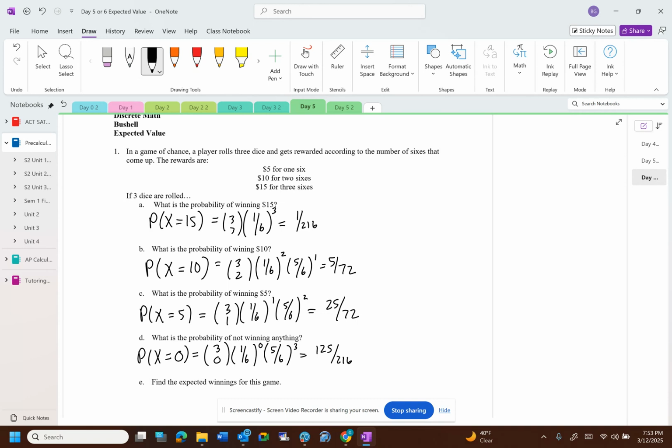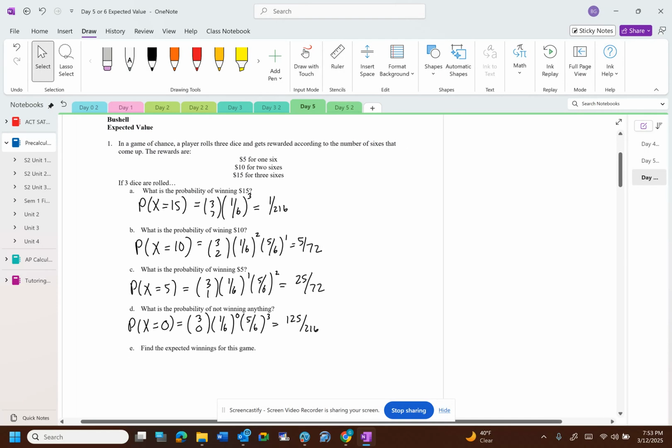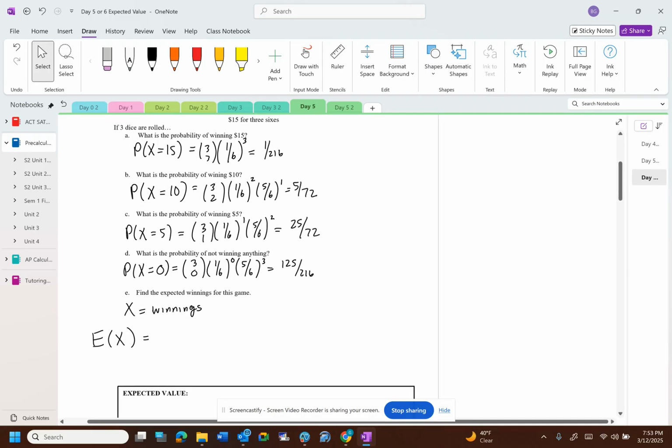Now, question E is really the only question I want to go over with you. You should be able to do the rest of these. When we look at this, we want to find the expected winnings for this game. Winnings is the random variable, so X is our winnings, and we want to calculate the expected value of X. As I told you before, it is the value of the random variable times its probability. It is a weighted average.